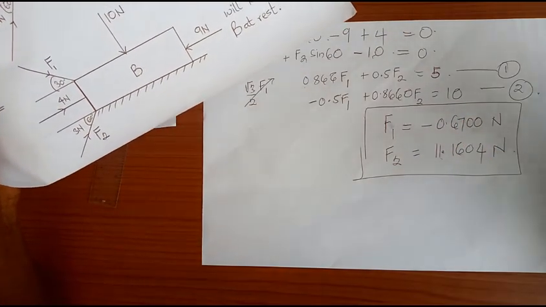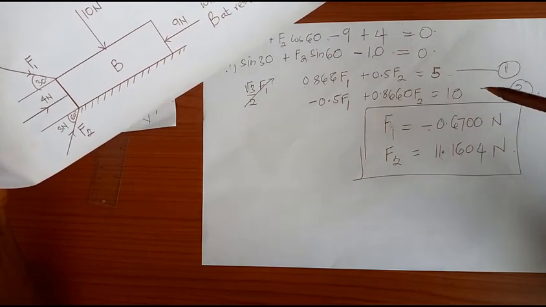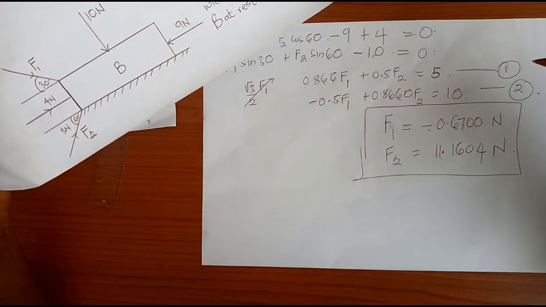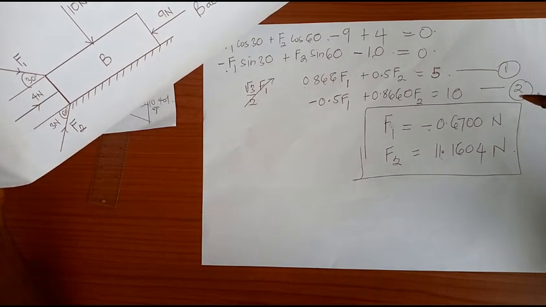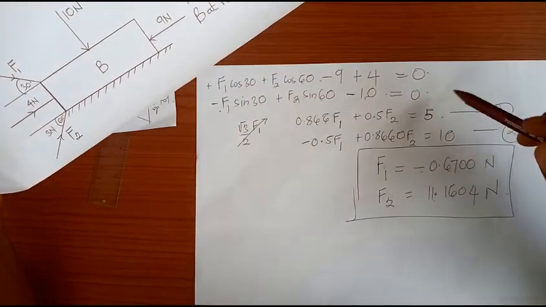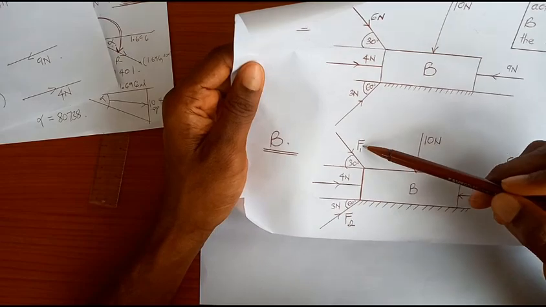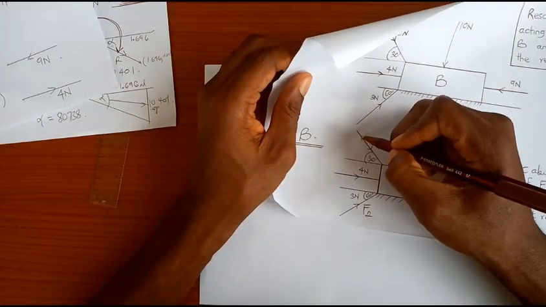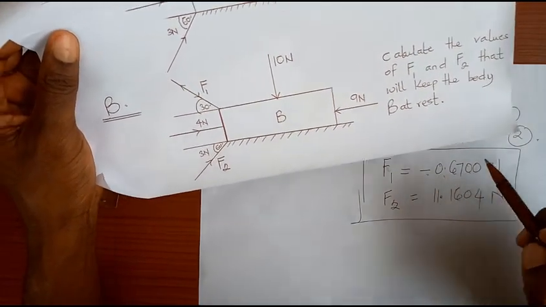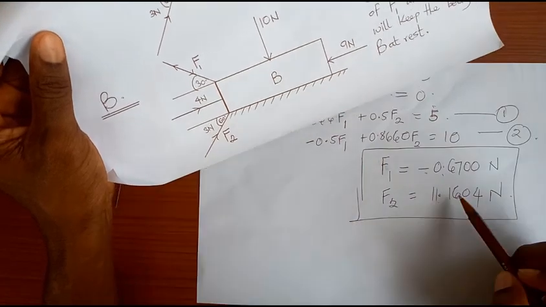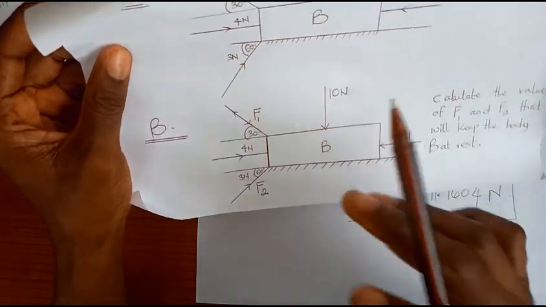So what you need to do now is, let us explain, what does this negative mean? If you do a resolution or you solve for a force and you get a negative answer, what it means is the force moves opposite to the direction in which you assigned it. For this condition to be maintained, the force must be negative, which means instead of me representing this F1 going this direction, this is the direction in which it should go, and it should have a magnitude of 0.6700 newtons, and the F2 should be 11.1604, whose direction should be maintained. It is these two conditions that will keep this body at rest.